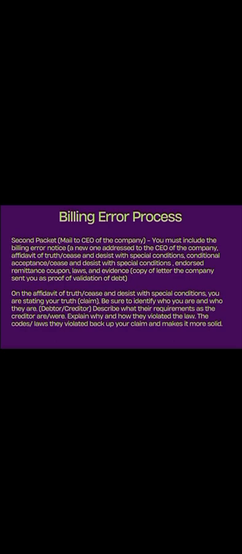On the affidavit of truth, cease and desist with special conditions, you are stating your truth, which is your claim. Be sure to identify who you are and who they are, which means who is the debtor and who's the creditor. They are the creditor, you are the debtor, or obligor, as I was saying. In this case, you are the obligor. Describe what their requirements as a creditor are or were. Explain why and how they violated the law, the codes, laws they violated, and back up your claim. So when you use those codes and those laws that they violated, that backs up your claim and it makes it more solid.